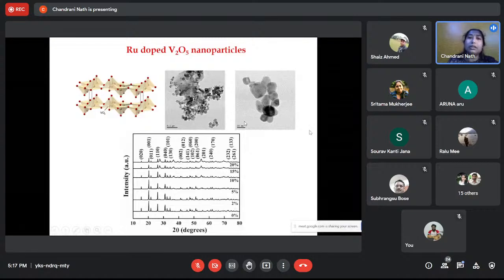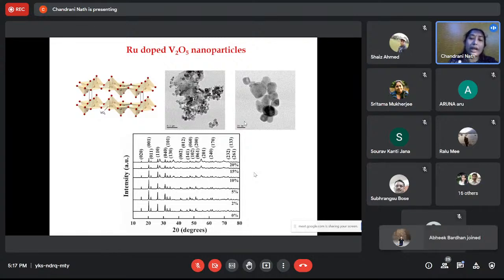So what I have done: V2O5 has a very good value of Seebeck coefficient, but it has a very low value of electrical conductivity. So we have tried to increase its electrical conductivity, while more or less retaining its good Seebeck coefficient, by doping it with ruthenium. We could typically synthesize its nanoparticles with various concentrations of ruthenium.